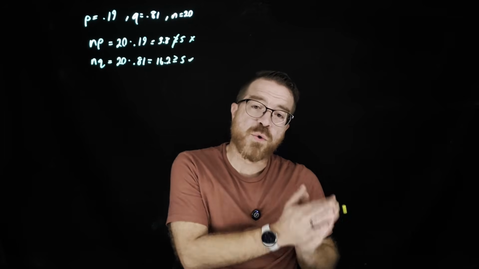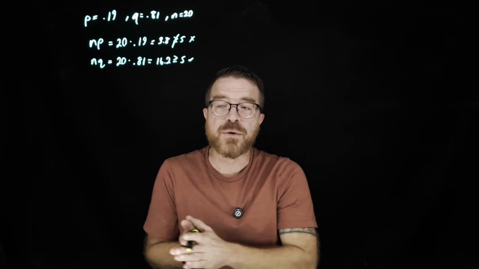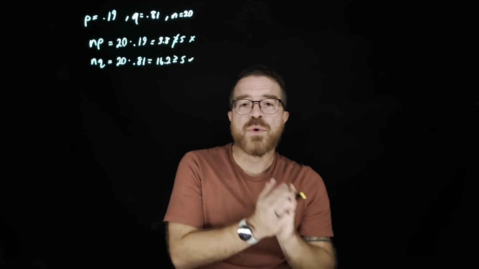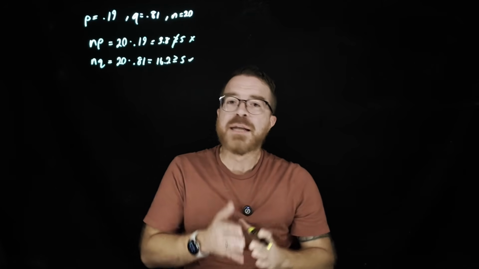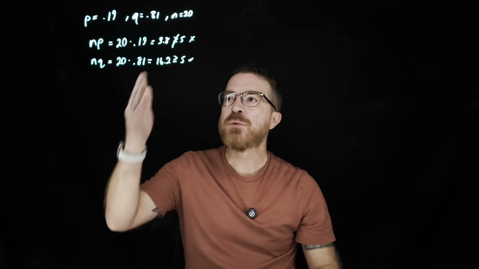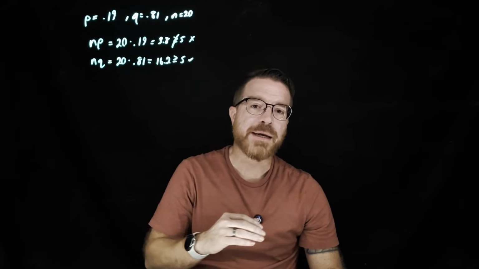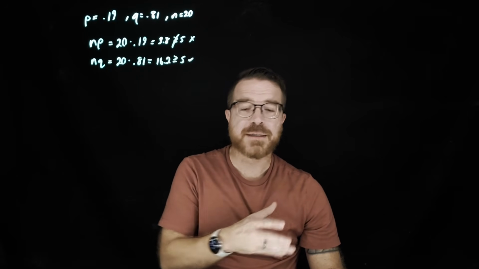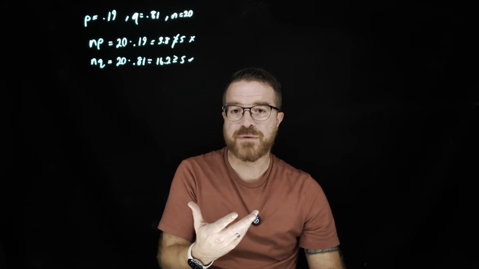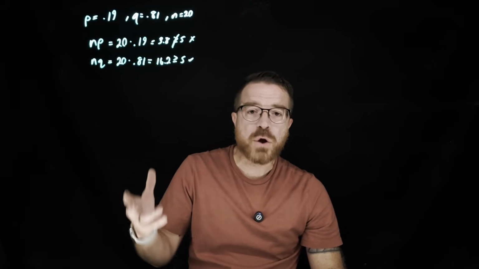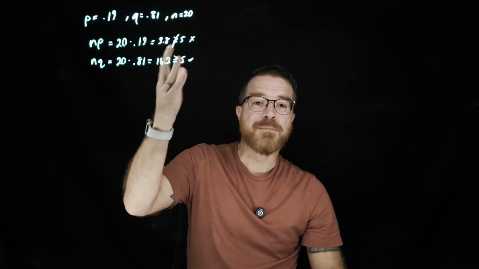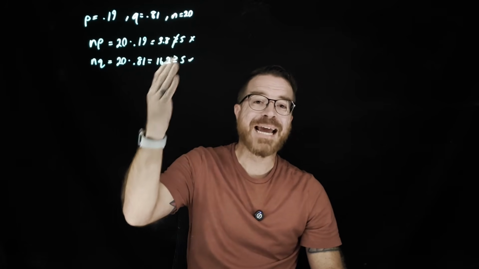In order to use the normal approximation for a binomial, both np and nq must be at least 5. Now, the reason this fails is because if you look at our probability of success, 0.19, this is a pretty low probability of success. It's closer to 0 than it is to 0.5, meaning that we would need a larger sample size in order for it to meet the threshold for both np and nq.